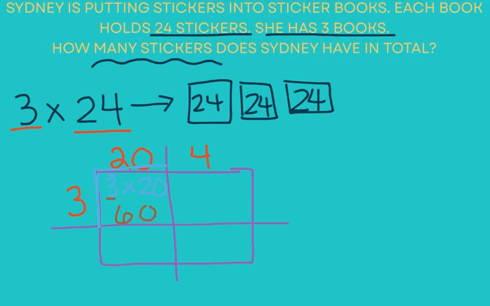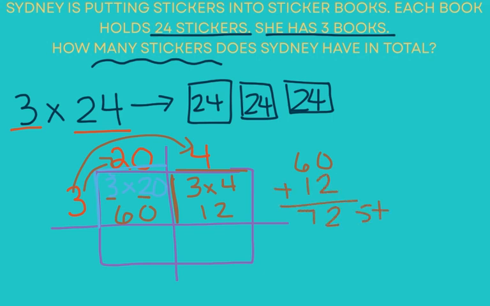And I know that because 3 times 2 is 6, which means 3 times 20 is going to give me 60. My next equation, again, I have my length of 3, and I now have a width that I'm multiplying of 4. 3 times 4 gives me 12. I've multiplied all of my factors, so now I'm simply going to add up those partial products, 60 plus 12, which equals 72 stickers, which answers my question perfectly because I'm trying to figure out the total number of stickers.